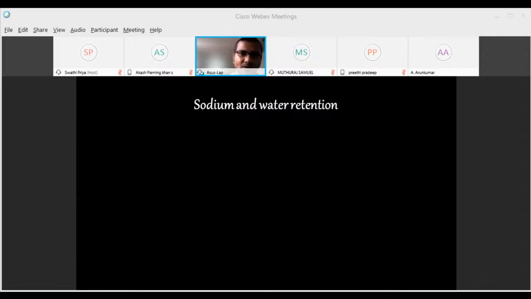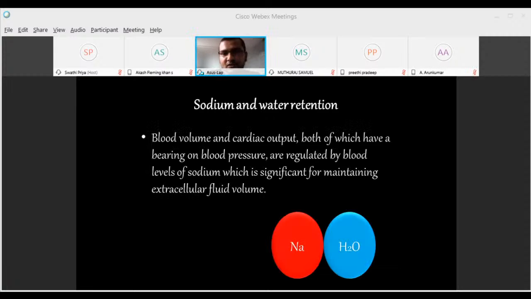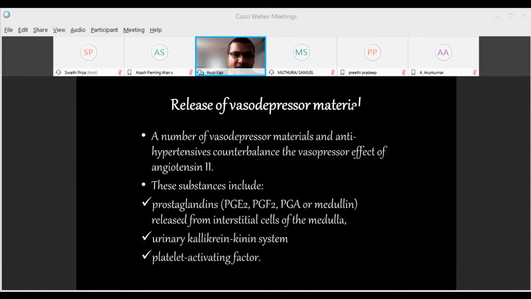Next, coming to sodium and water retention. Blood volume and cardiac output, both of which have a bearing on blood pressure, are regulated by the blood volume of sodium, which is significant for maintaining extracellular fluid volume. And release of vasodepressor material: a number of vasodepressor and antihypertensive materials counterbalance the vasopressor effect of angiotensin 2.